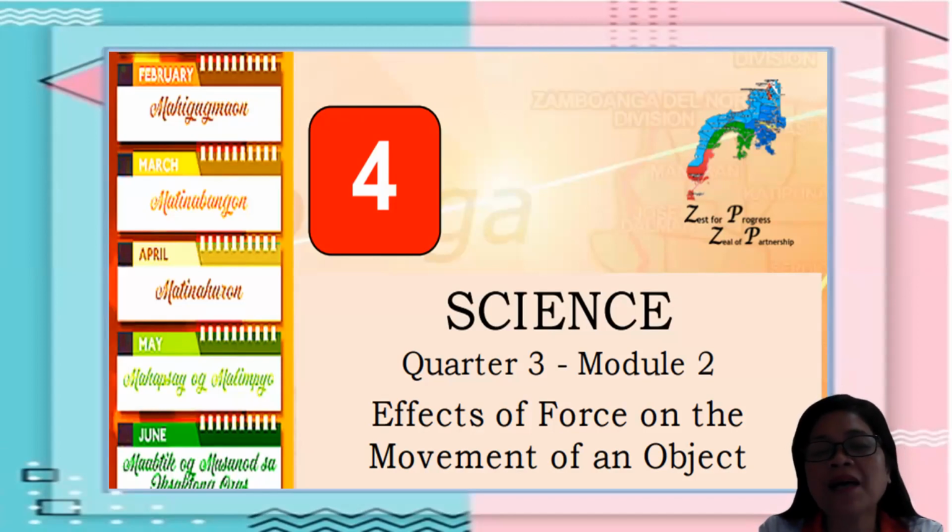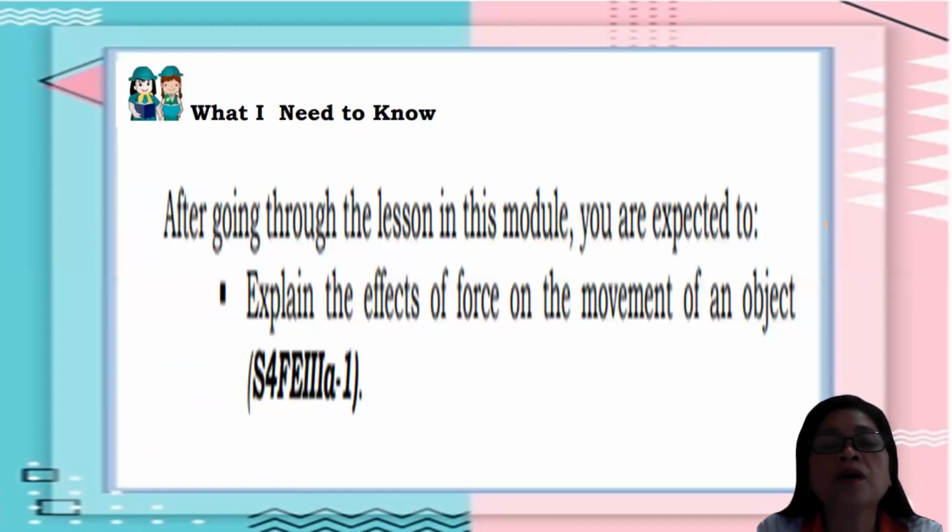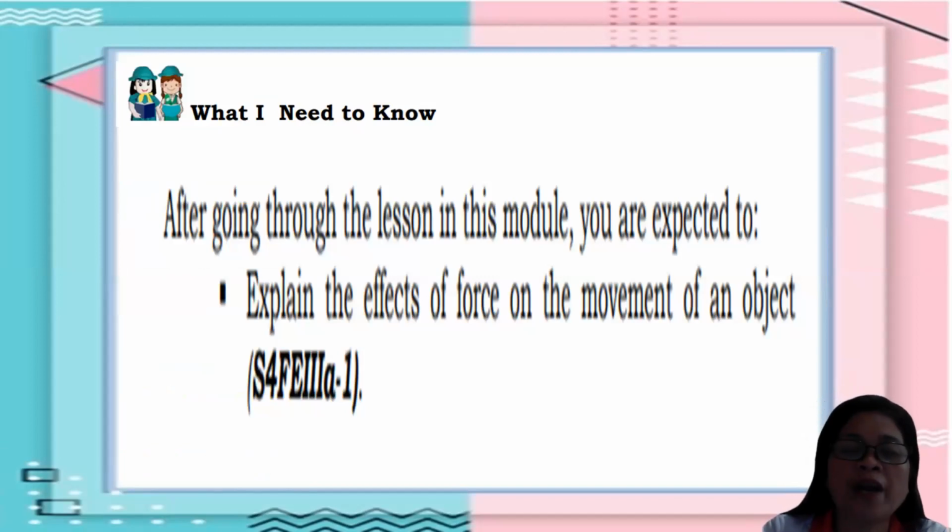This topic is about effects of force on the movement of an object. So at the end of the lesson, you are expected to explain the effects of force on the movement of an object. Now, before moving to the discussion of this new lesson, kindly answer first an activity. This activity is based from your lesson in Module 1. You have learned to explain the effect of force on the shape and movement.